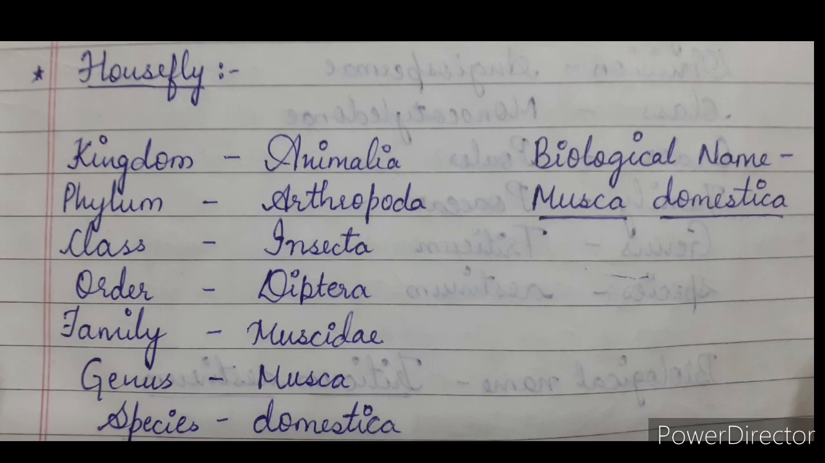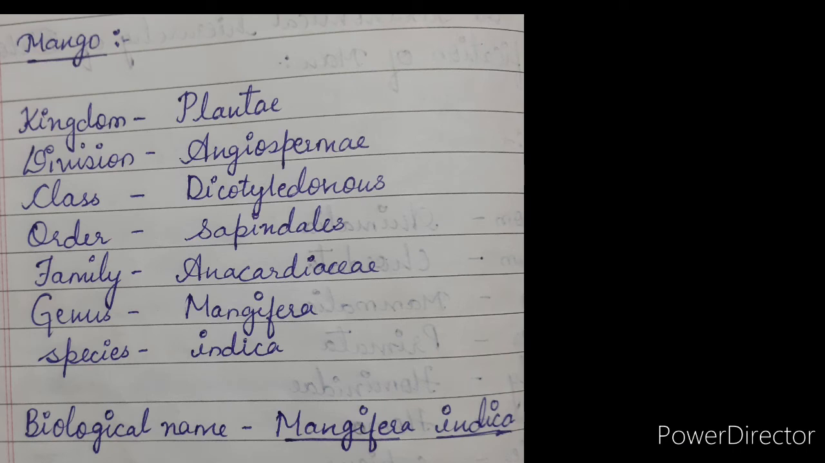Okay, second example, we'll take the house fly. Kingdom Animalia, phylum Arthropoda, class Insecta, order Diptera, family Muscidae, genus Musca, species name domestica, biological name Musca domestica. Underline separately.